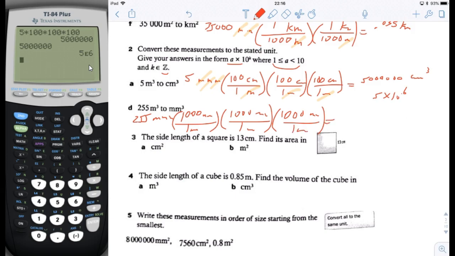So the answer is going to be 255,000,000,000 millimeters cubed. And now I'm going to put this in the calculator. 255, just to see what it is in scientific notation, times 1,000 times 1,000 times 1,000. It's going to be 2.55 times 10 to the 14th.